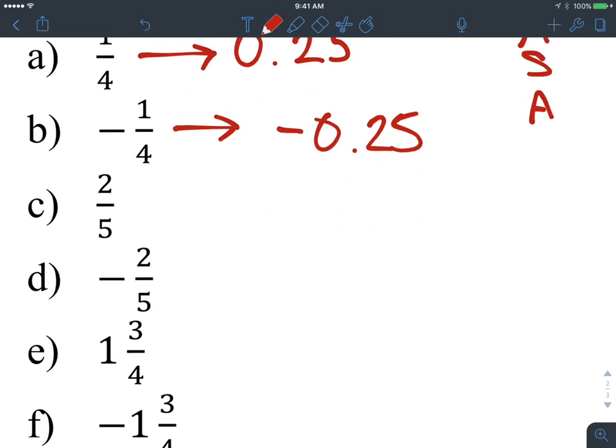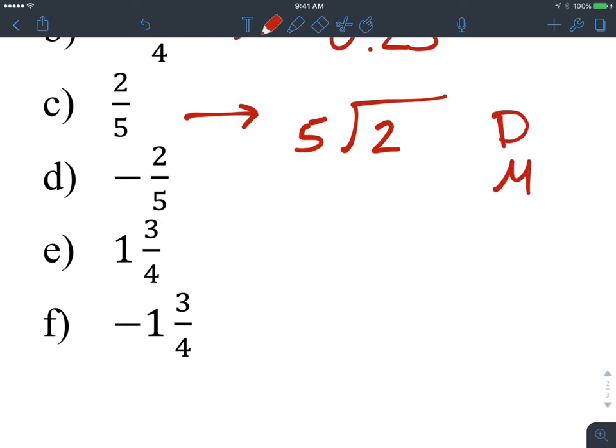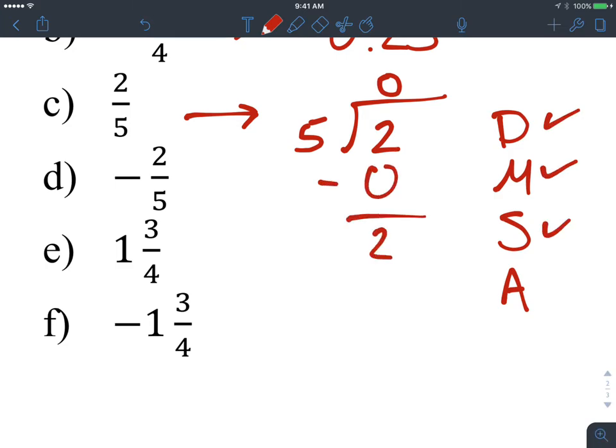Now we'll go ahead and do 2 over 5. I will do that in this space here. 2 over 5, whenever we divide fractions, top number goes on the inside, bottom number on the outside. We're ready to do some long division, so we're going to do DMSA. Divide, 5 goes into 2 0 times. 5 times 0 is 0. 2 minus 0 is 2. Add a decimal and a 0.